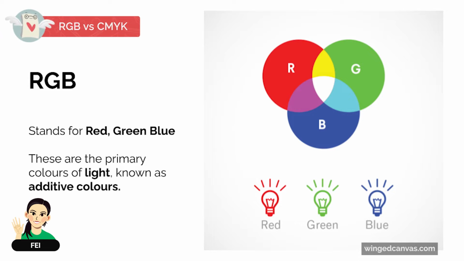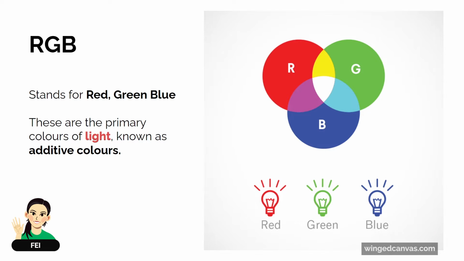Let's talk a little bit about RGB versus CMYK. So RGB stands for red, green, blue. Those are your primary colors. And these colors are colors of light.